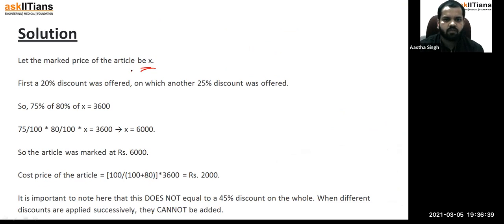Let's suppose the market price of the article is X. A 20% discount was offered, on which another 25% discount was given. If 20% is the discount, then what? It means 80%, and a 25% discount means what? 75%. Just multiply them, right? This is how you will get the value of X as 6,000. Okay.